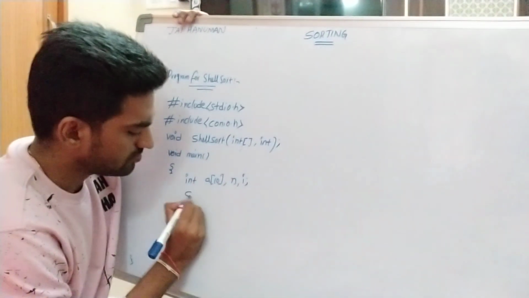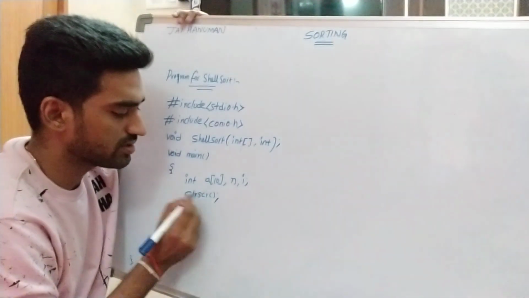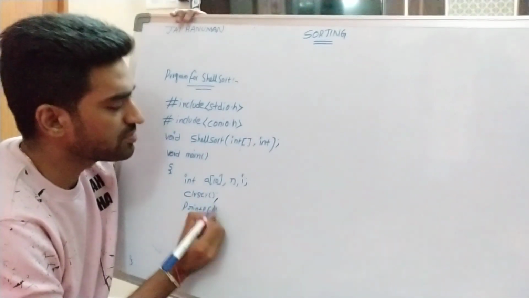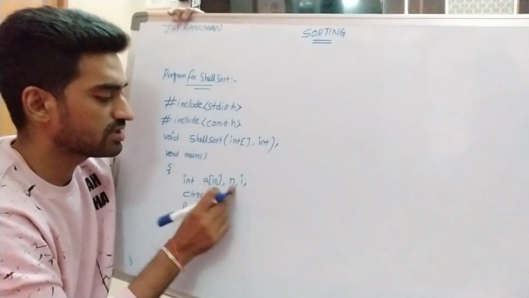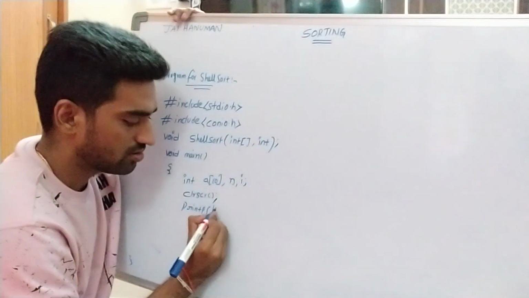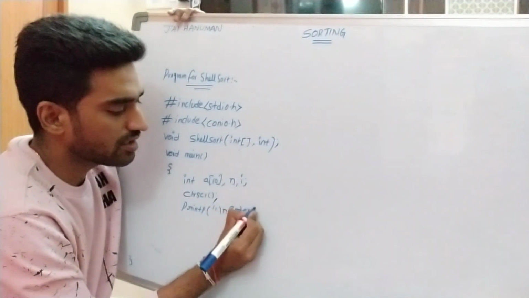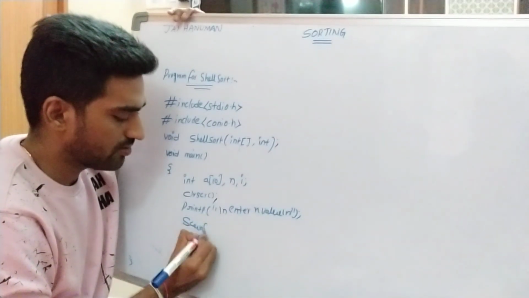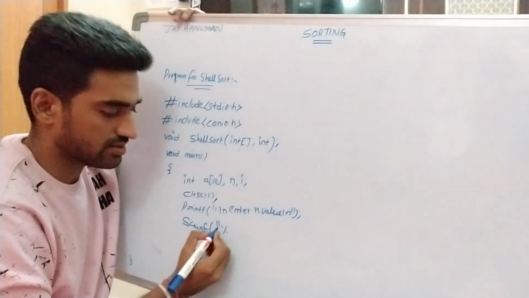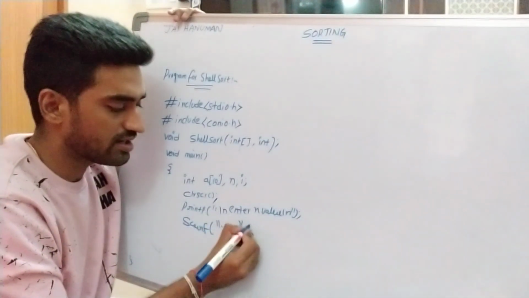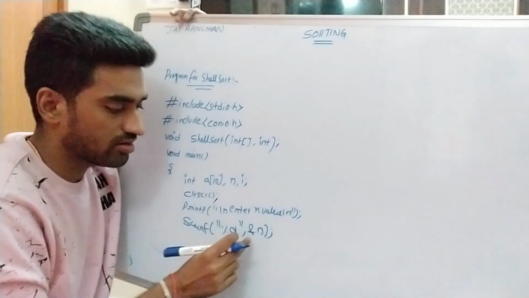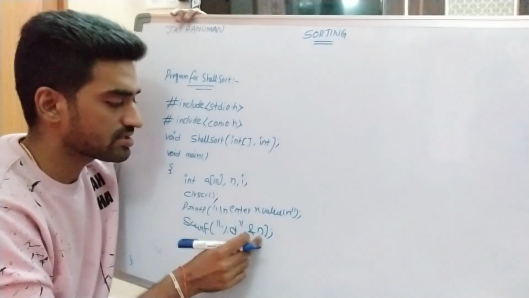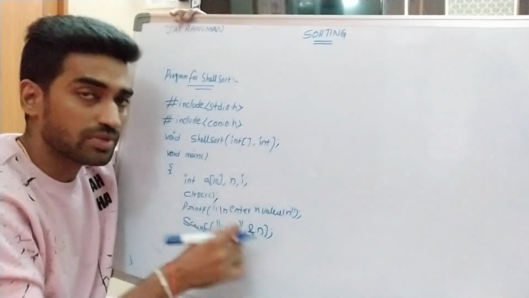Then I am writing the clrscr function to clear the previous output screens. Here I am taking the number of elements in the array, which is done with the help of the n value. So: enter n value. I am reading the n value with the help of the scanf function. Here I am reading an integer, so %d is specified, and also the address of the n variable, ampersand n. Once we know how many elements are to be read, we can read them one by one into the array.